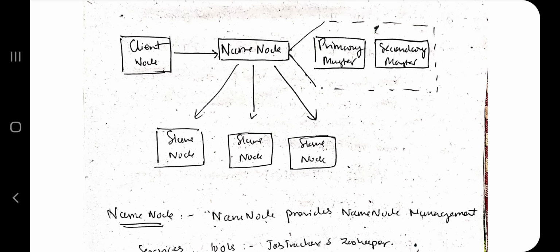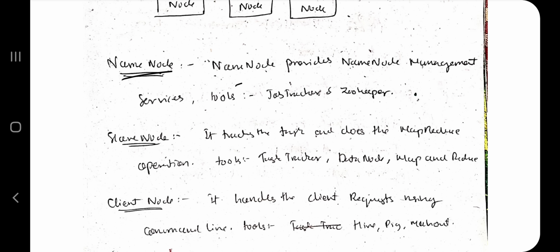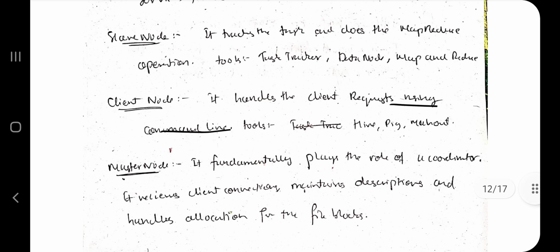Each of these has its functions as well as some tools used in it. So let's discuss that. The name node provides name node management services. The slave node does the actual work, which is the MapReduce operation. The client node sends the request using command line tools.